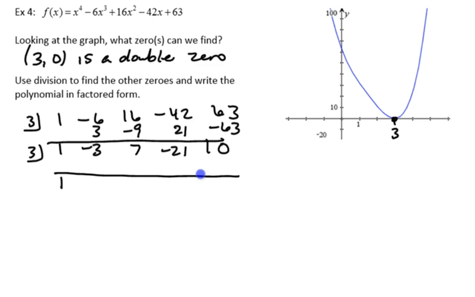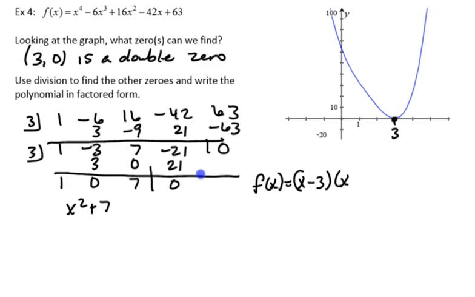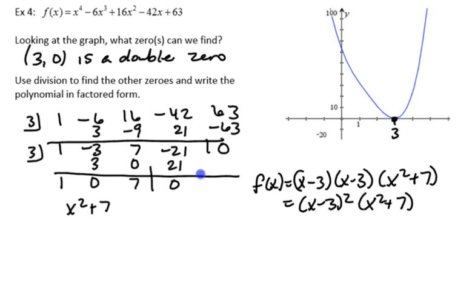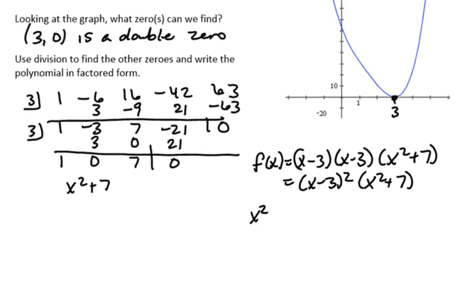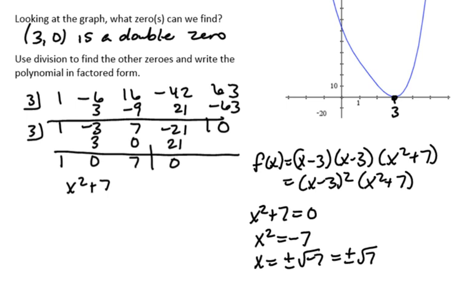So do it again. Bring down the 1, 3, 0, 0, 7, 21, 0. So I have x squared plus 7. So this factors to f of x is equal to x minus 3 times x minus 3 times x squared plus 7, or x minus 3 squared times x squared plus 7. Finding the other two zeros just means setting x squared plus 7 equal to 0 and solving that. So you have x equals plus or minus the square root of negative 7, or plus or minus the square root of 7i.